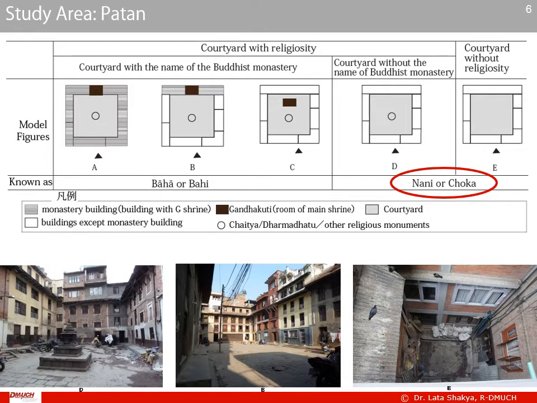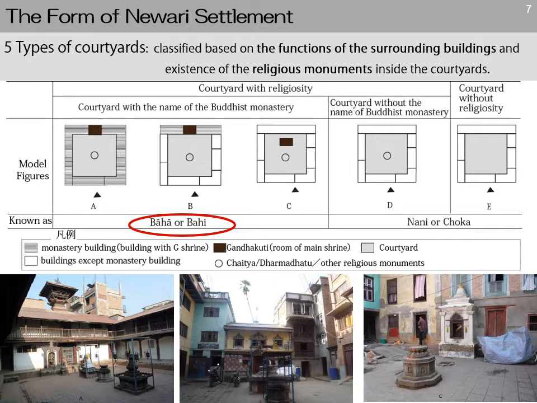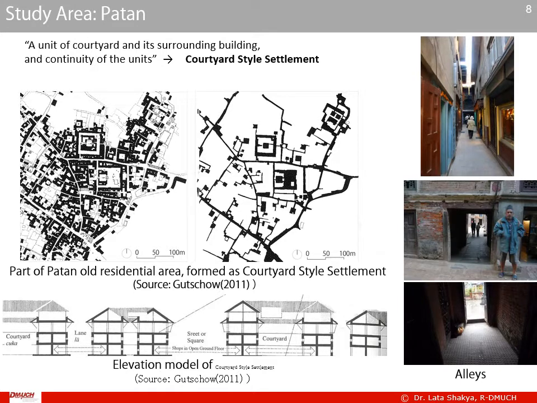The houses stand surrounding courtyards. There are several types of courtyards in the newer town. We can classify courtyards in 5 types based on the functions of the surrounding buildings and existence of the religious monuments inside the courtyard. Courtyards are normally called nani or tsuka. Some courtyards which function as Buddhist monastery are called baha or bahi. These several types of courtyards are linked by alleys.